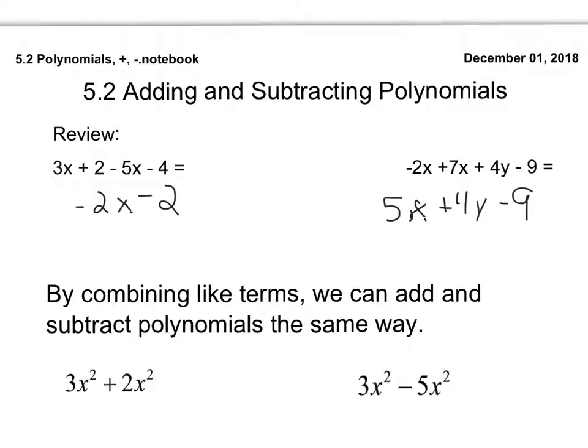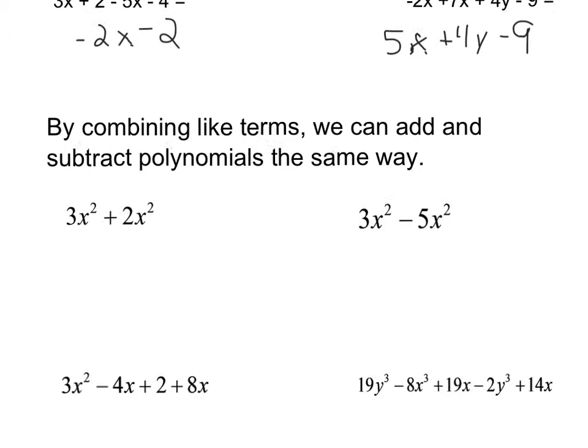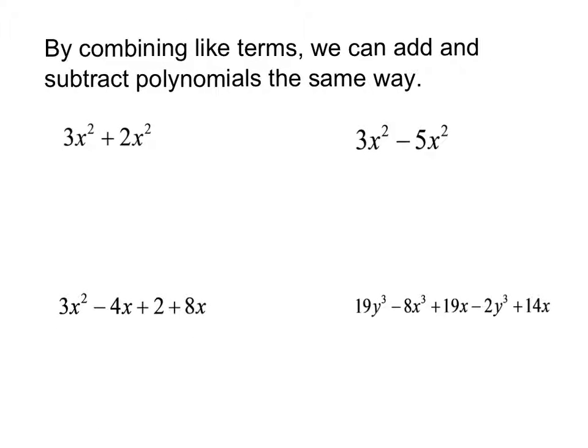Now, when I throw polynomials at you, where I'm throwing in squares and cubes and maybe different terms, it's the same thing: I can only add them if they are like terms. So if we look here, 3x squared plus 2x squared gives 5x squared. Notice the exponent does not change when I'm adding them together. The only thing that changes is the coefficient in front. So 3x squared minus 5x squared gives me negative 2x squared.